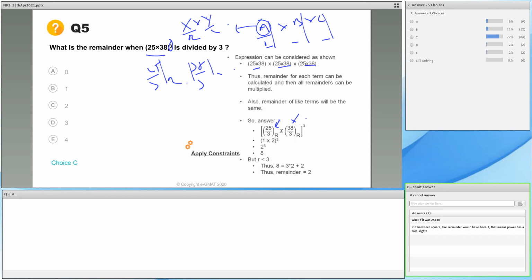So in this question, for example, all you had to do was, what is 25 by 3? What is the remainder? It's 24 plus 1, so it's 1, right? And 38 by 3, 38 is 36 plus 2. So 1 into 2. So essentially you got 2 power 3. Power matters only at this point. In this simplification step, 1 into 2 power does not matter. After that it matters. Because what is 2 power 3? 8. 8 is greater than 3. Remember your constraint, remainder cannot be greater than 3. So what do you do? Divide 8 by 3 and find the remainder. What is that? 2.